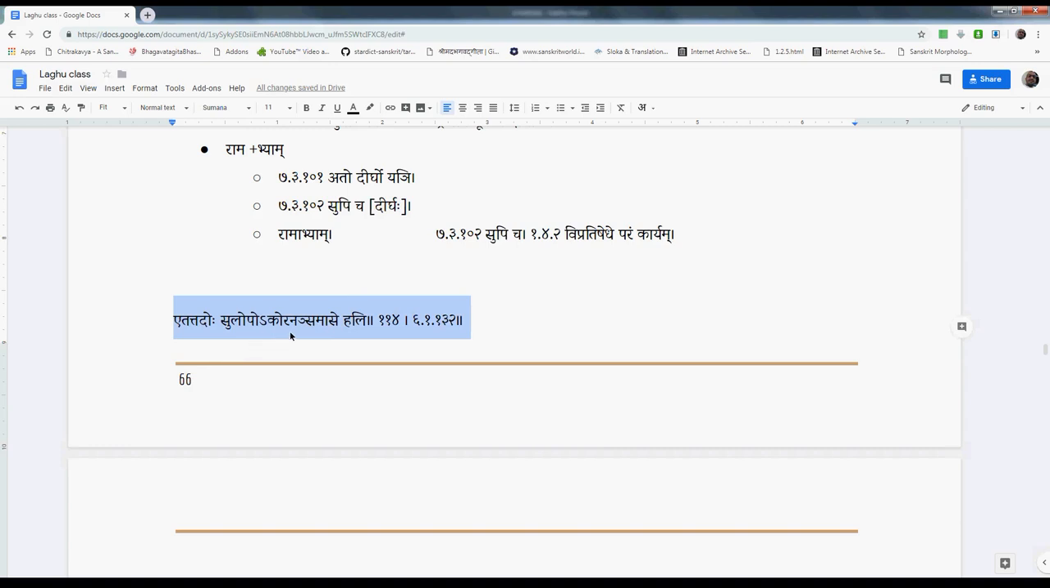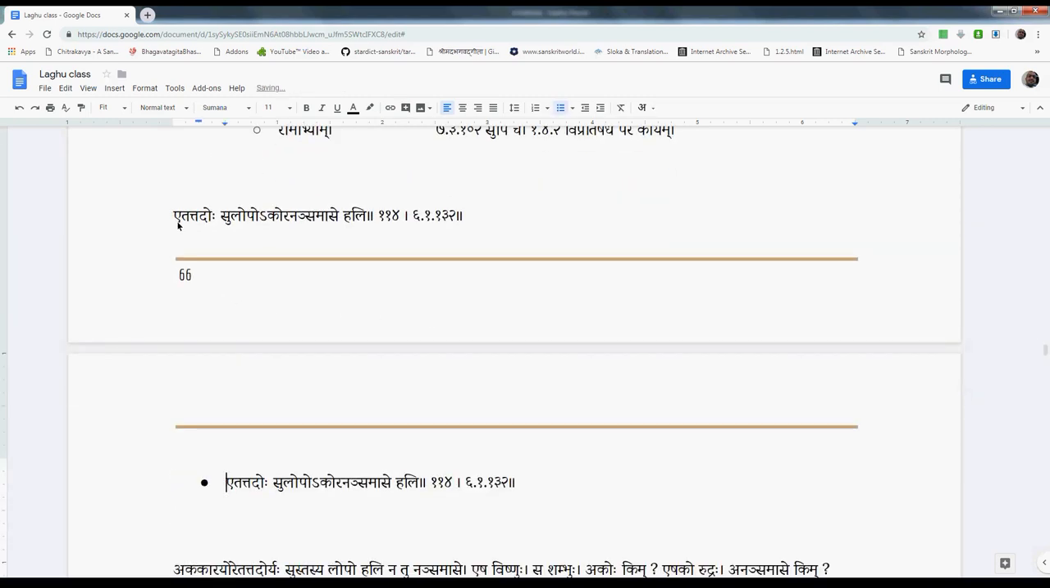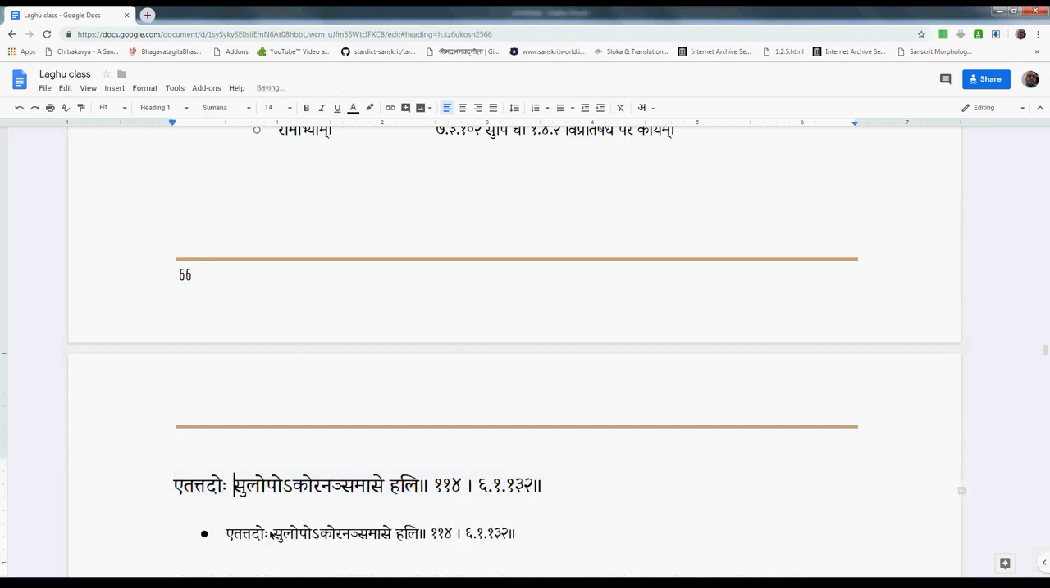Etat tado slopo kora nanj samase hali. That's the sutra. Mouthful. It's easily understood if you do padachheda now. What is this etat tadoho? Etat tadoho is shashti dvivachana.